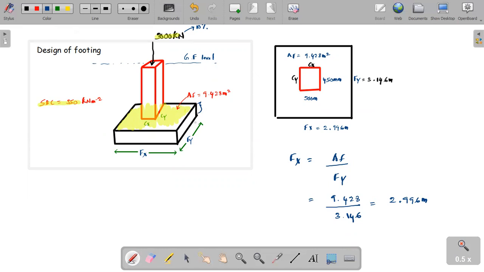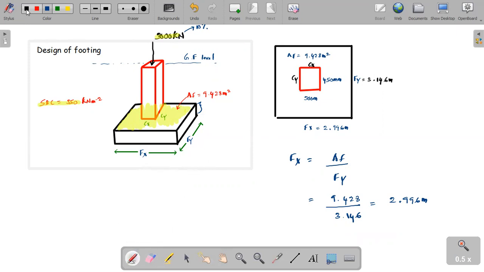And there is something to tell you about the height of this footing. As a minimum, the height should be more than 150 millimeters, that means 6 inches. It is better to take the minimum height of the footing as 300 millimeters, that means 1 foot. It is better to take more than 300 millimeters for this kind of footing, because Fx and Fy are just about 3 meters. So it's better you take 300 millimeters for the height.